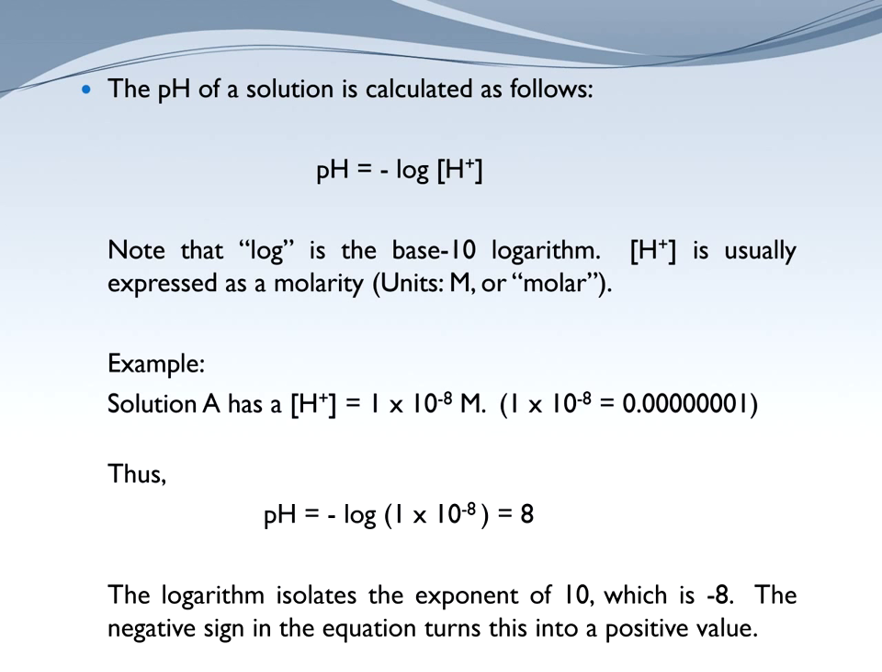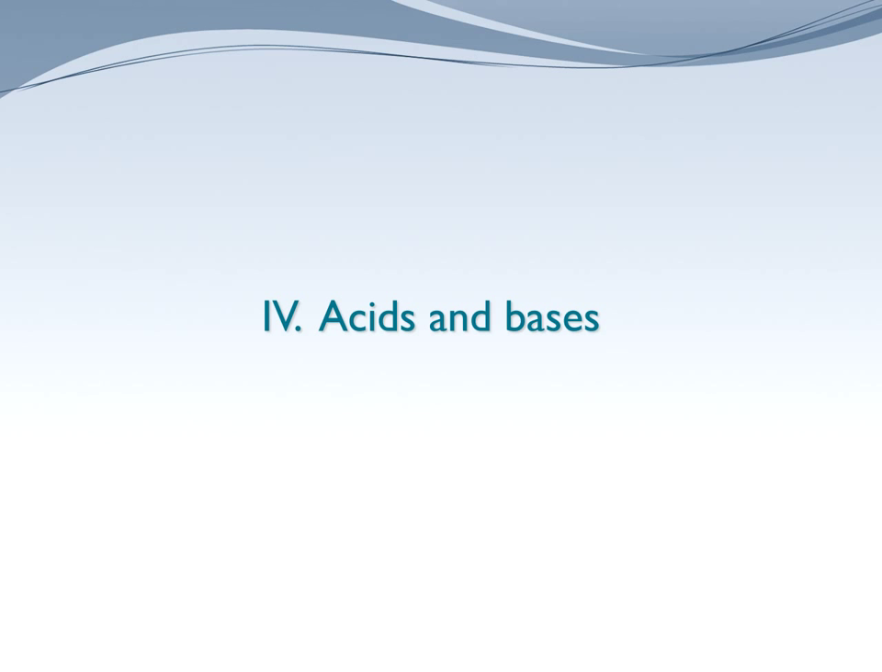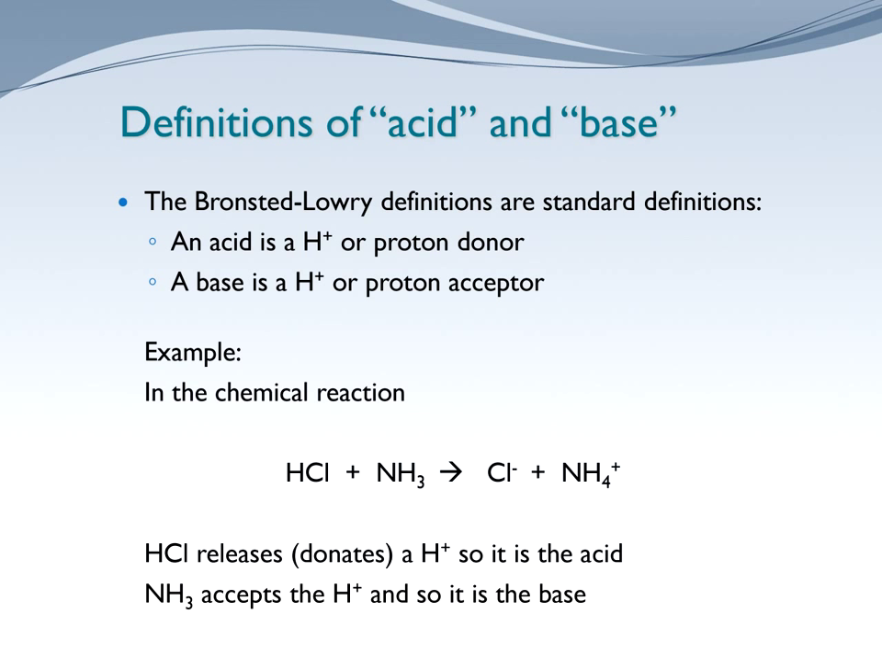The logarithm in the equation isolates the exponent of 10, which is negative 8. The negative sign in the equation converts this exponent to a positive value. As previously discussed, an acid is a solution with a pH less than 7 and a higher hydrogen ion concentration. A base has a pH greater than 7 and a lower hydrogen ion concentration.